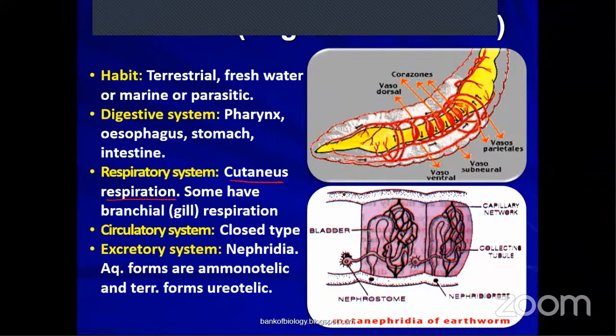Then the circulatory system is closed. So what do you mean by closed circulatory system? That means the blood will flow through blood vessels. Then excretory system, nephridia. This is very important. Nephridia, and the aquatic forms are ammoniotelic and the terrestrial forms are ureotelic. Why are they called ammoniotelic? Because they excrete ammonia. Ureotelic because they excrete urea. Okay. So take it down, students, fast.